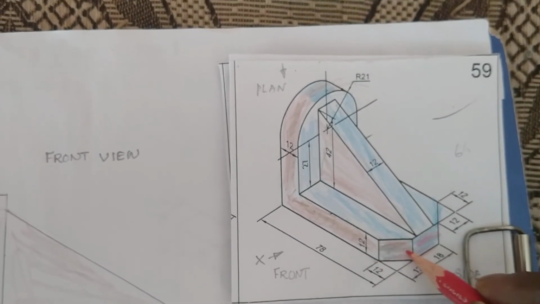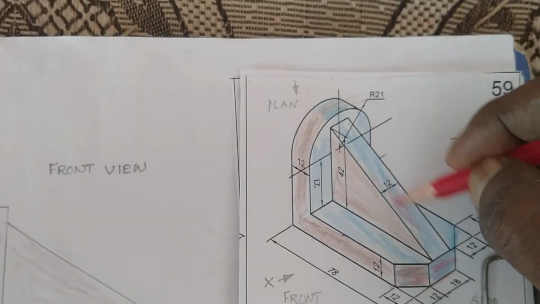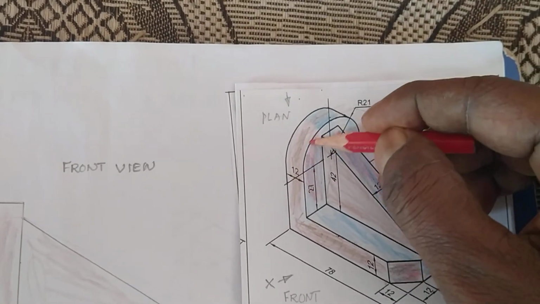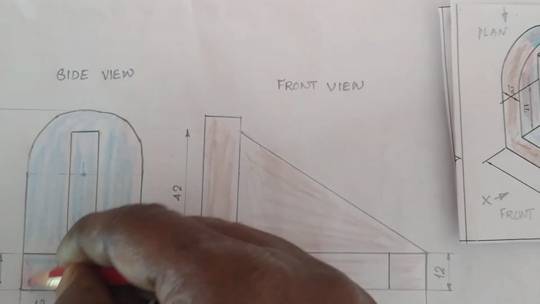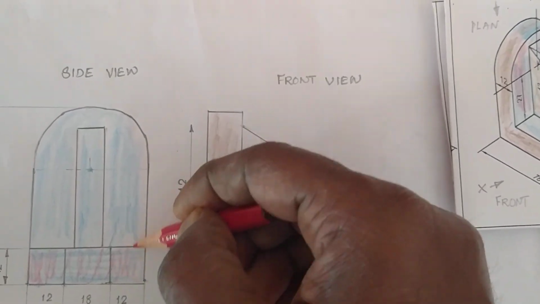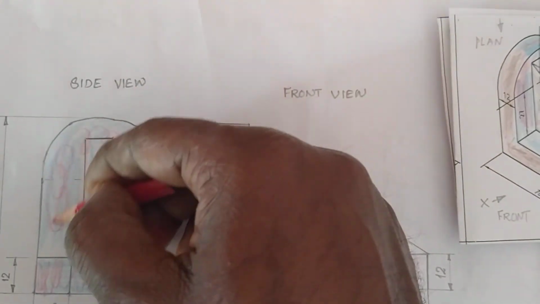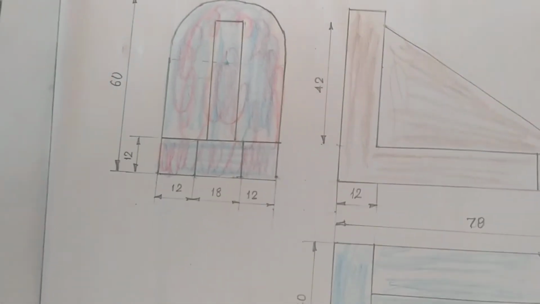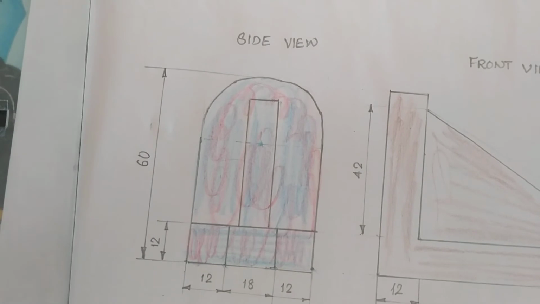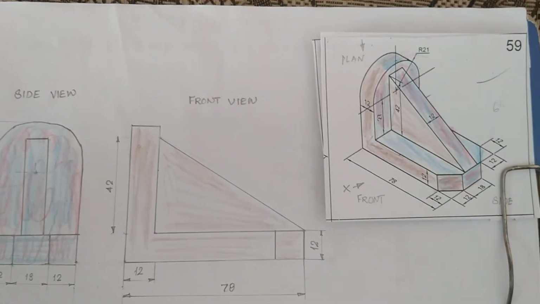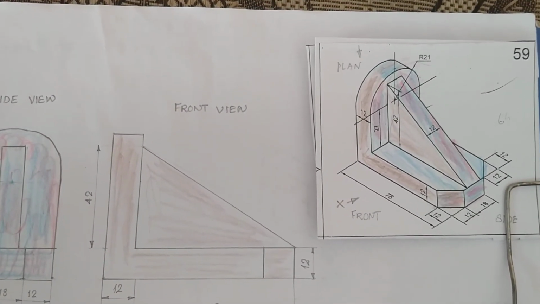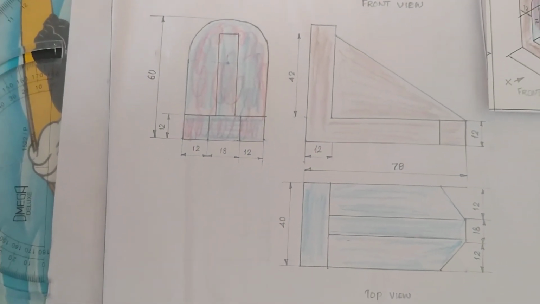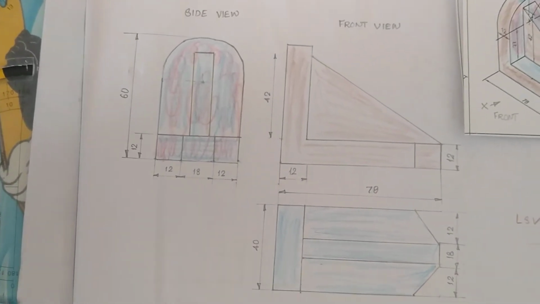This is the front view, this is the side view, this is also the side view, this is the side view. This is side, right? So you have to draw the given isometric block as per the dimensions and draw the three respective views, that is front view, top view and side view.